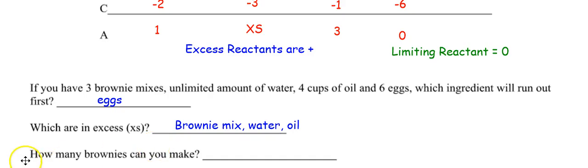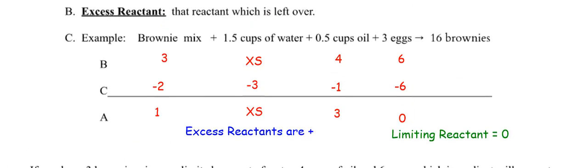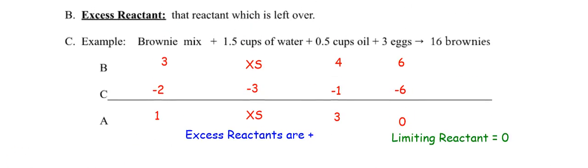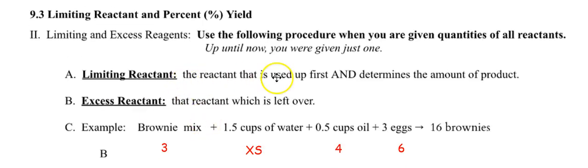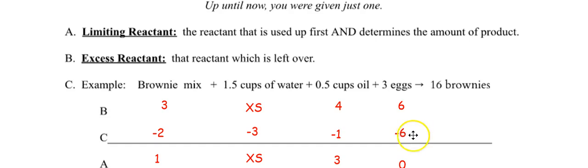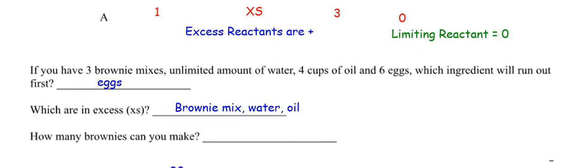How many brownies can I make? Well, let's go back. Now I'm going to use my limiting reactant, because remember what we said? It's the reactant that's used up first. And did you highlight that? Did you star that? And it determines the amount of product. So I'm going to take my 6. Well, what's 6 divided by 3? 2. What's 2 times 16? I'm going to make 32 brownies.